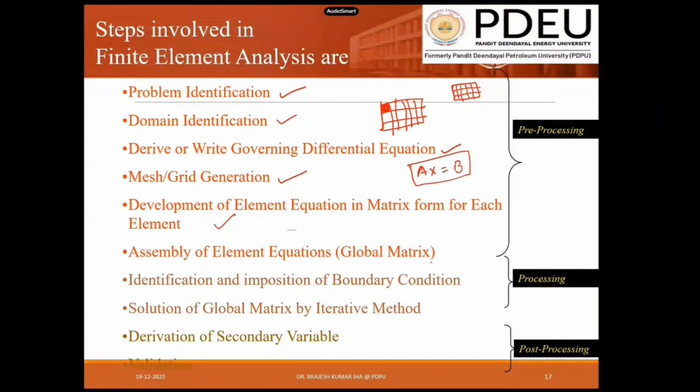After having the global matrix, we impose the boundary condition if it is a steady state problem, and then we solve this global matrix by any iterative method or any well-known method that can be applicable. If it is not a steady state problem, it will be a system of differential equations. If it is a steady state, a system of algebraic equations can be obtained. Finally we solve and we validate the solution for the given problem. So validation is also required in that case.